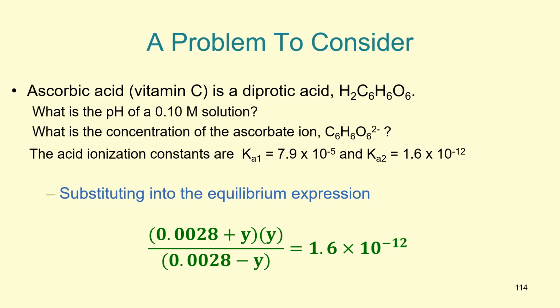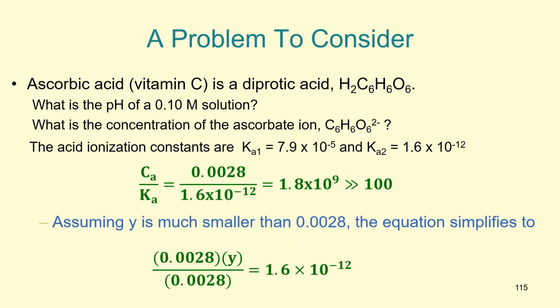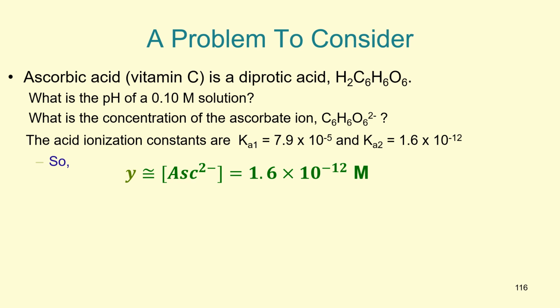And we can also see that obviously, if the first one was negligible, the second one's going to be negligible. So Ca over Ka, 0.0028 divided by 1.6 times 10 to the minus 12, is clearly going to be greater than 100. So not only can we drop the minus Y, we can drop the plus Y as well. So this one's easy to solve, because Y just equals 1.6 times 10 to the minus 12. So that means the ascorbate ion is 1.6 times 10 to the minus 12 molar.